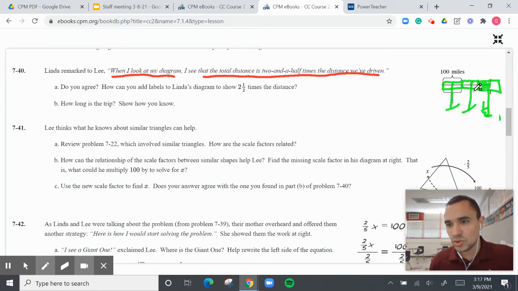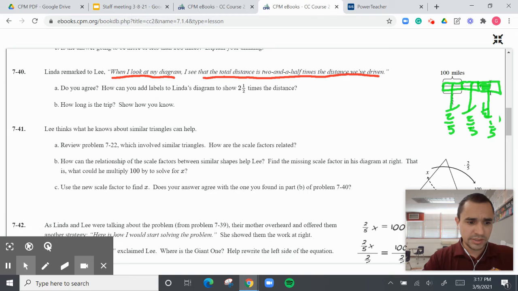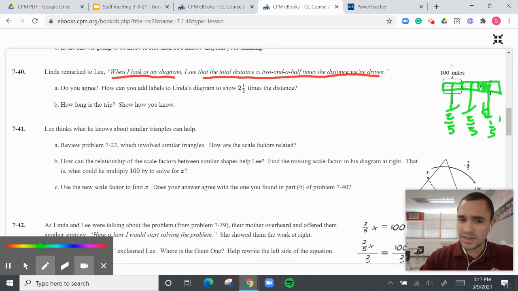You can say 2/5 here. We have 2/5. We have another 2/5 here, and then we have 1/5 here. So that's 1, 2, and a half there. You can do that. You can say 100 miles, 100 miles, and then 50 miles as well.